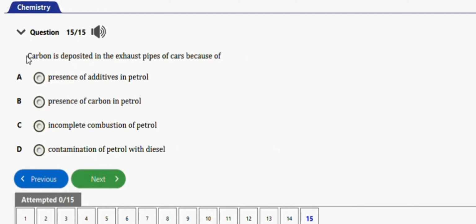It says carbon is deposited in the exhaust pipes of cars because of presence of additives in petrol. No. Presence of carbon in petrol, no. Incomplete combustion of petrol. Yeah, so that's it for this question. Option C, the right answer. So guys, this basically covers problems involving petroleum or crude oil for your chemistry practice with 15 repeated questions for this topic. Hope you learned something interesting from the video.